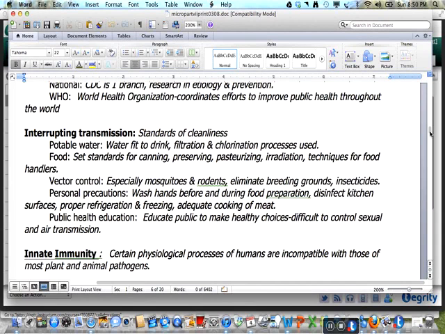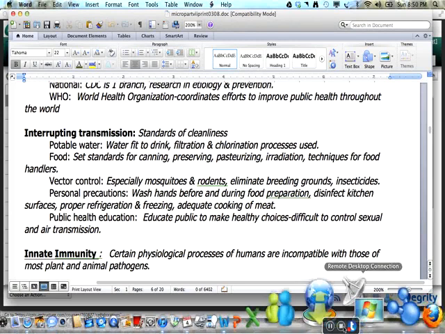Personal precautions such as washing hands before and during food preparation, disinfecting kitchen surfaces, proper refrigeration and freezing, and adequate cooking of meat are very effective. Also, public health education helps the public make healthy choices. Some things are more difficult to control, like sexual and air transmission of diseases.